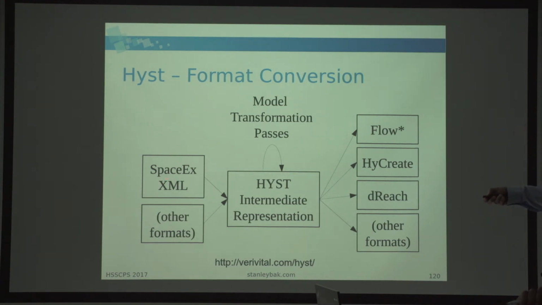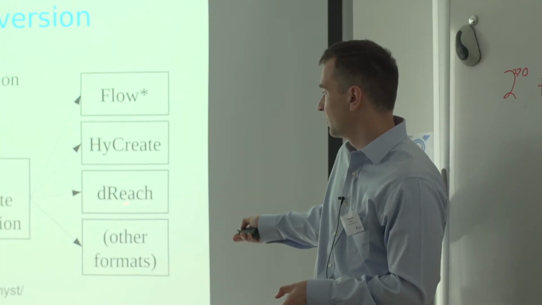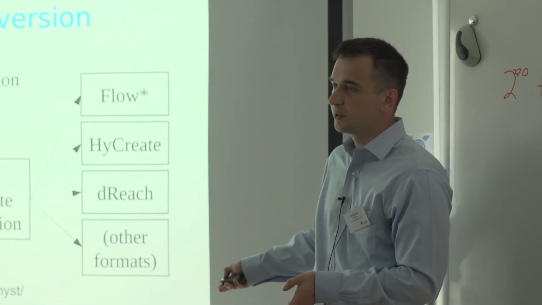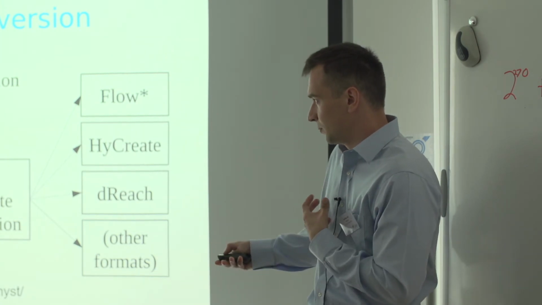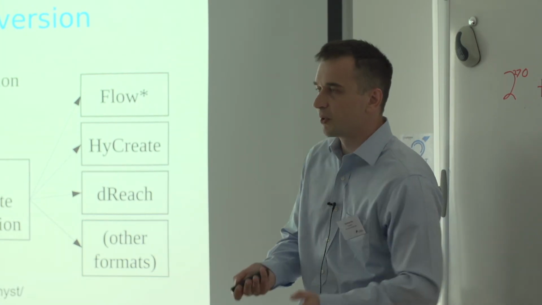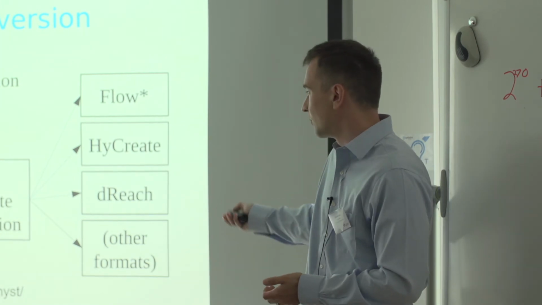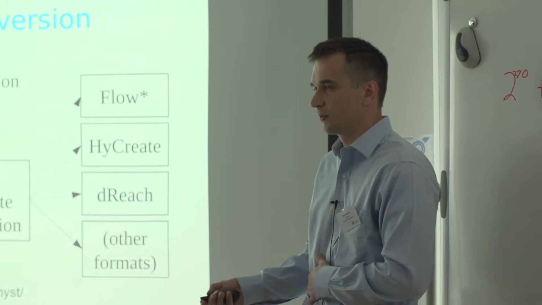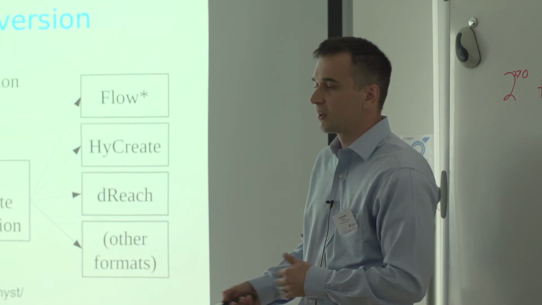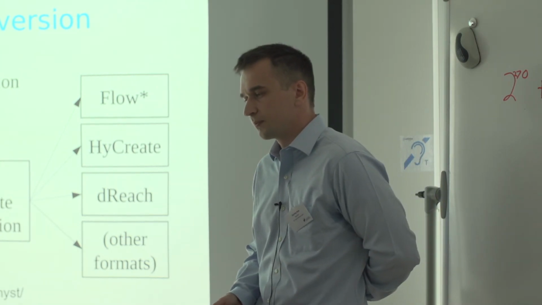So HIST takes SpaceX XML as input, so you can design your model using their nice visual tool, put it into HIST, it'll read it, and then it can output FlowStar, HiCreate, DReach, HighLow as well, a simulator, back to SpaceX as well. So it'll save you time. It doesn't do parameter tuning or anything like that, so there might still be manual work. You output to FlowStar, but then you have to change your time step or something. But I guess you have fewer errors than if you did the conversion manually.